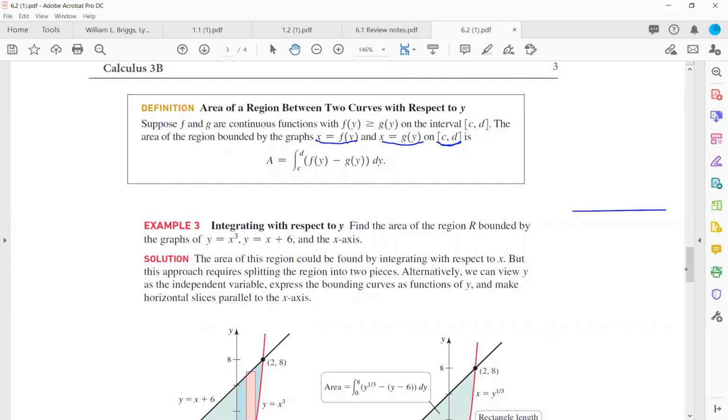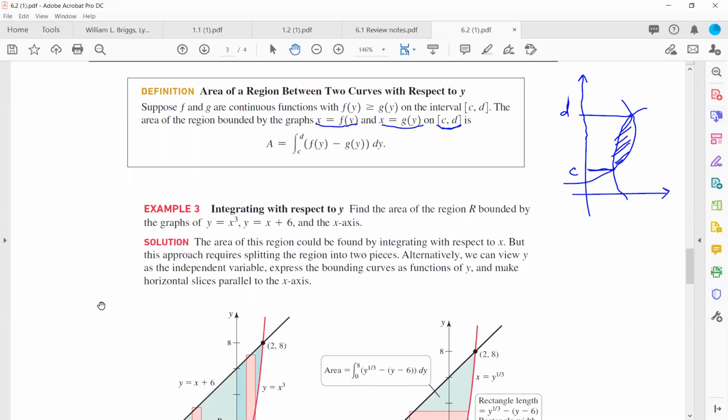So it's like this. So you're finding the area between two functions, and now you're saying that, hey, instead of taking the integral with respect to x, I can take the integral with respect to y, c and d. So here's an example for you.